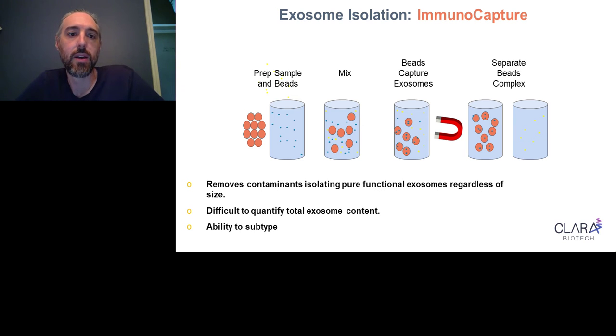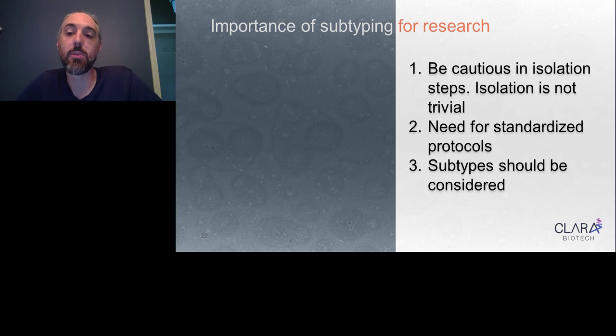So when we talk about the importance of subtyping for research, there's really only one technique and solution which allows you to get to the subtypes of the exosome populations. And you want to be cautious in your downstream isolation steps. It's critical. If you don't do it right, you're going to get misleading results that don't give you what you expect and can mess up your test.